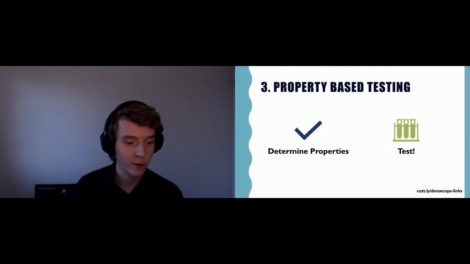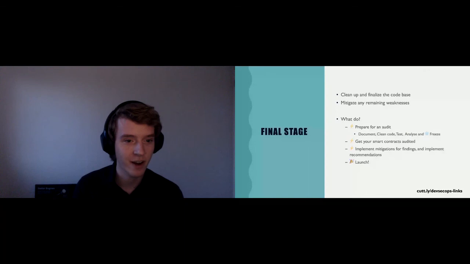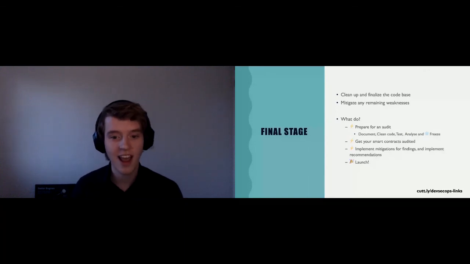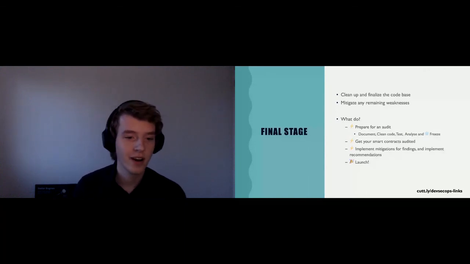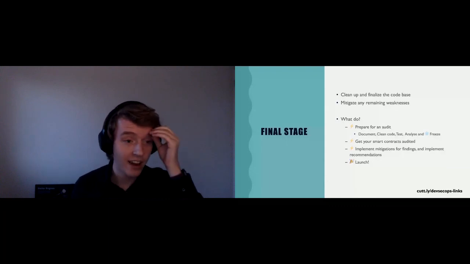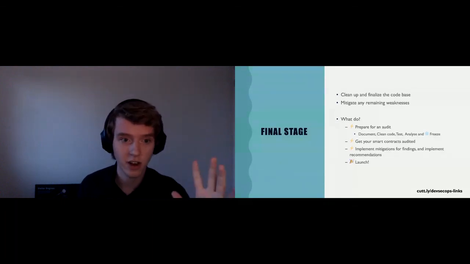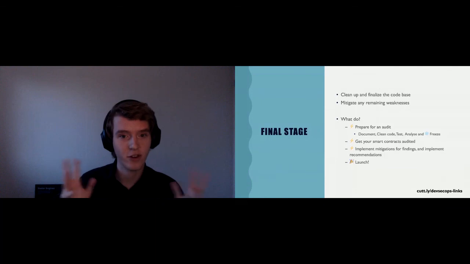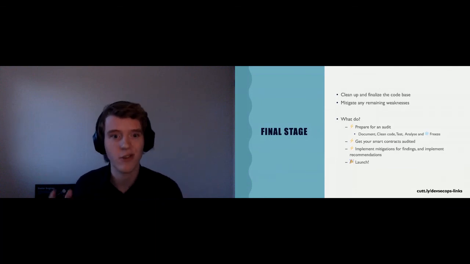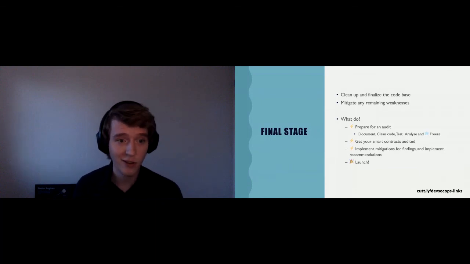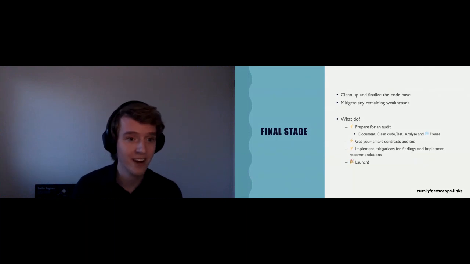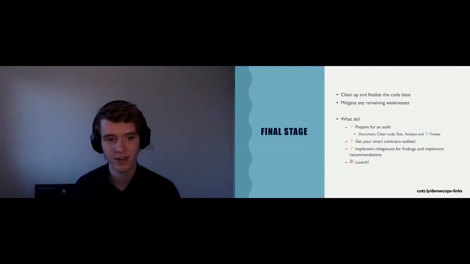Okay, so you have super nice DevSecOps processes set up, you've reviewed your code and set up property-based testing. Now we get to the final stage. And it's important to note that the final stage hasn't changed that much since the traditional model or the shift-right model, let's say. At this point, you're going to clean up and finalize the code base and make sure to mitigate any remaining weaknesses.